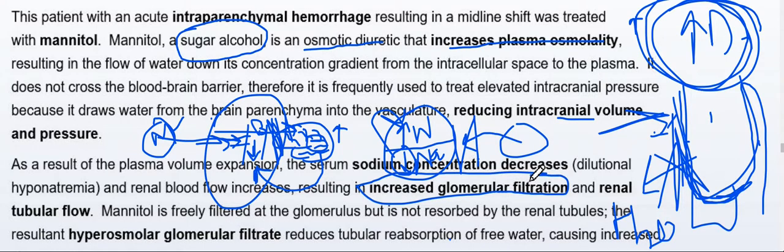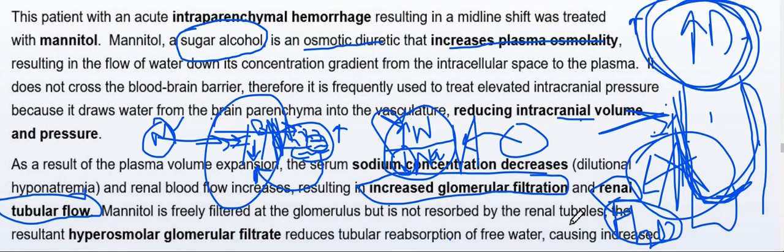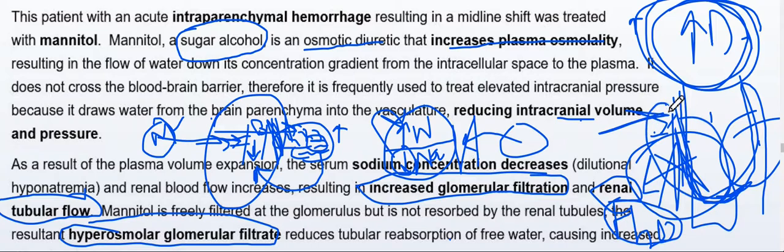Why does it cause increased glomerular filtration? Because almost all of the mannitol was filtered in the Bowman capsule, and as you can see, it is decreasing the reabsorption of water here, so it will cause an increase in the renal tubular flow. Another thing is that it also causes a hyperosmolar glomerular filtrate. Why is it so? Because this is the glomerular filtrate, and its osmolality is increased due to the hyperosmolar mannitol, and that ultimately reduces reabsorption of water and causes increased diuresis. Thank you very much.